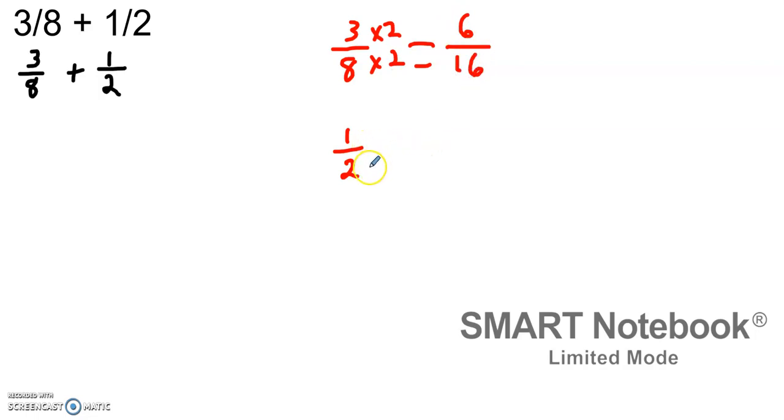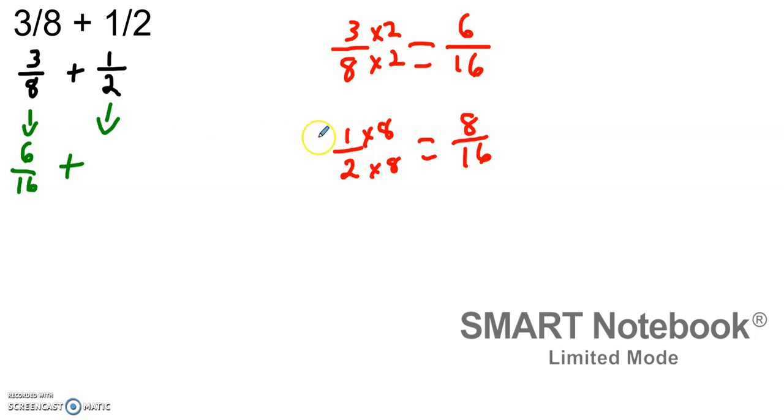For this one, the opposite denominator for this 2 is the 8. So I'm going to multiply the numerator by 8 and the denominator by 8. So 1 times 8 is 8, and 2 times 8 is 16. Now that both of my denominators are the same, I could turn around and rewrite this. So the 3/8 now became the 6/16. I carry down the plus sign, and the 1/2 became the 8/16.